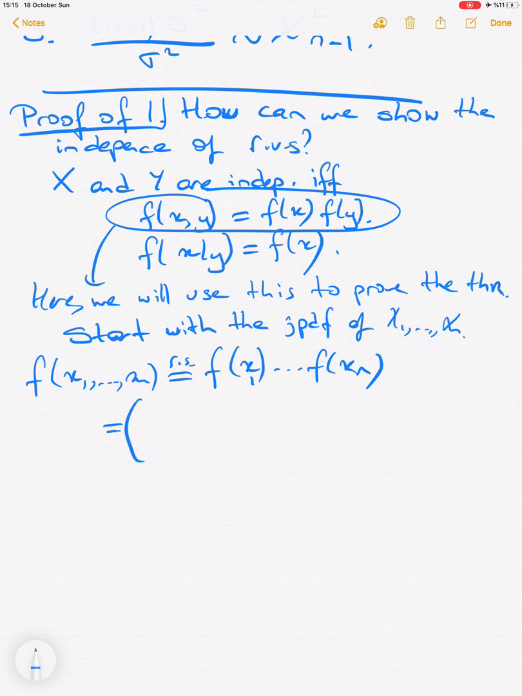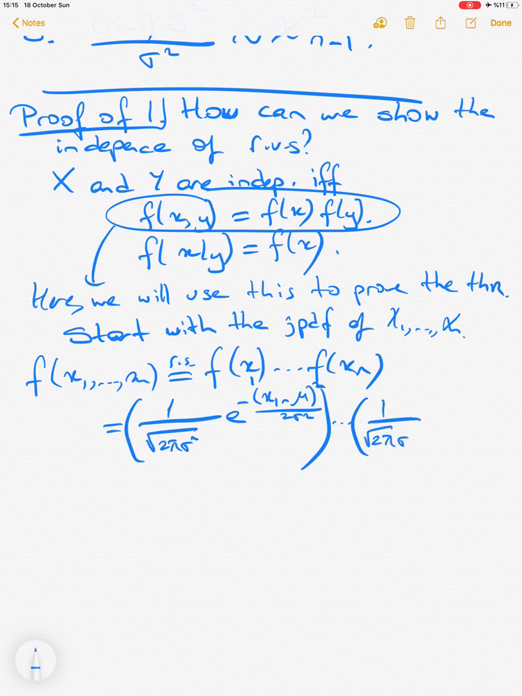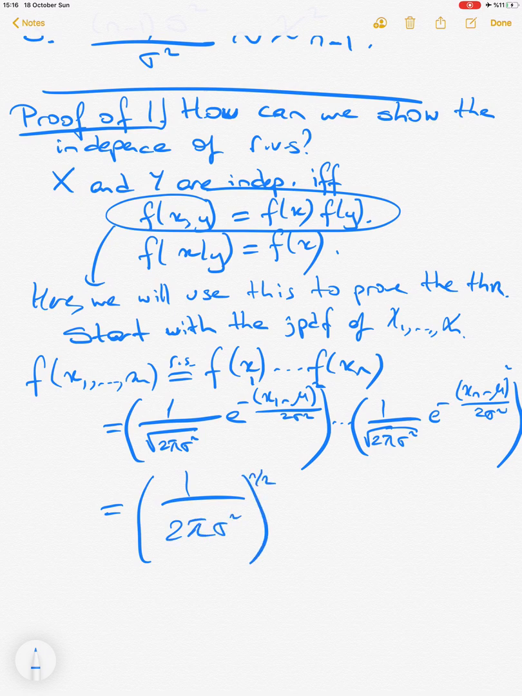Then using the PDF of the normal distribution, 1 over square root of 2 pi sigma square e to the minus x1 minus mu whole square divided by 2 sigma square, and so on up to 1 over square root of 2 pi sigma square e to the minus xn minus mu whole square divided by 2 sigma square. When we combine all, we will have 2 pi sigma square to the power of minus n over 2, e to the minus summation xi minus mu whole square divided by 2 sigma square, i from 1 to n, with each xi between plus and minus infinity.